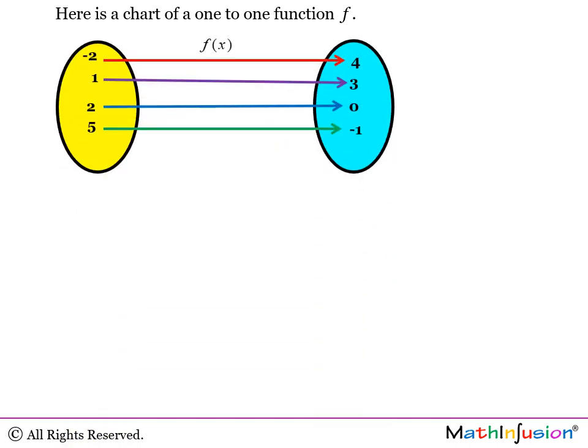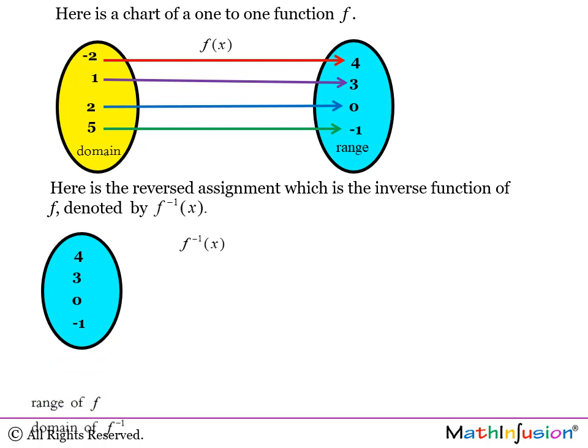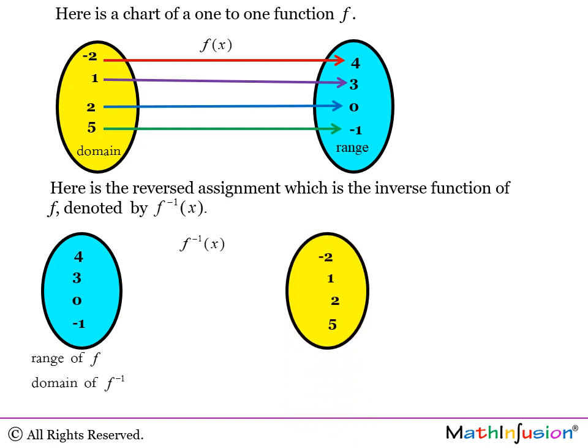Here is a chart of a one-to-one function f. Here, the reversed assignment, which is the inverse function of f denoted by f to the -1 of x, is what? Let's see. It's exactly the opposite. The range of the function f is the domain of the inverse function. The domain of f is the range of the inverse function.